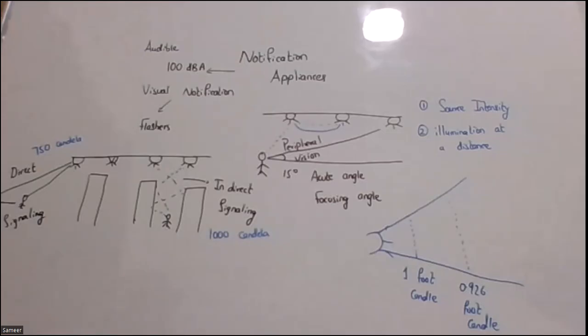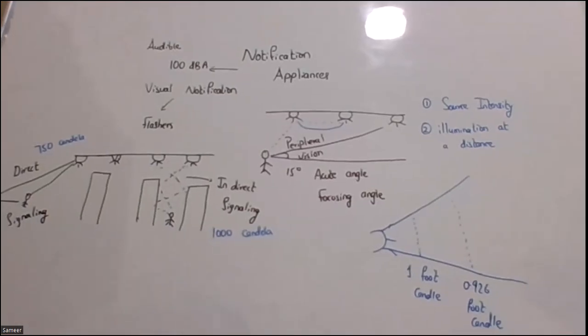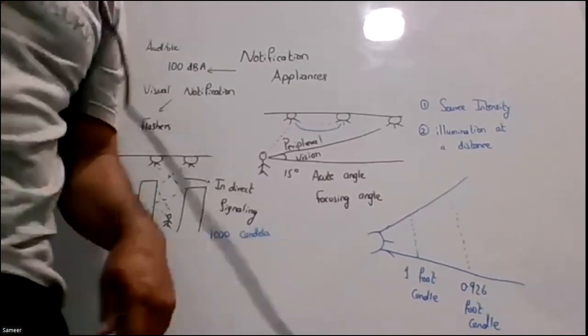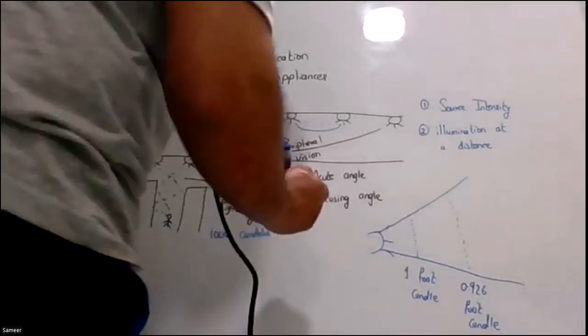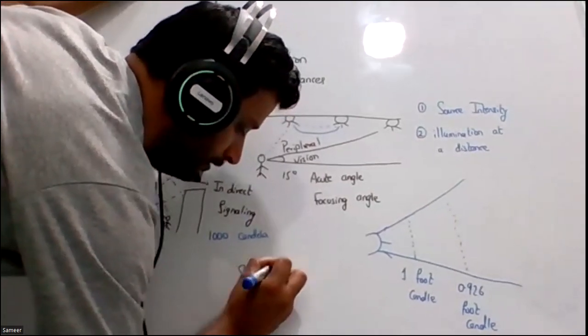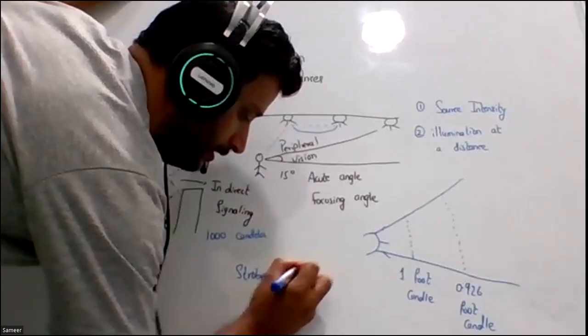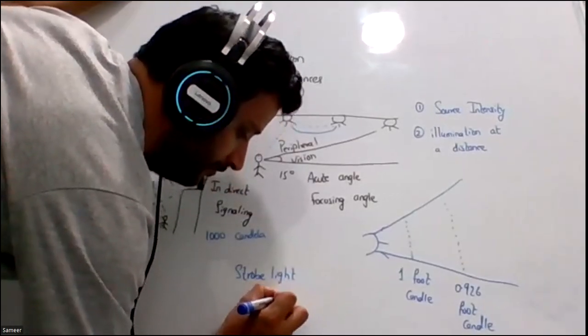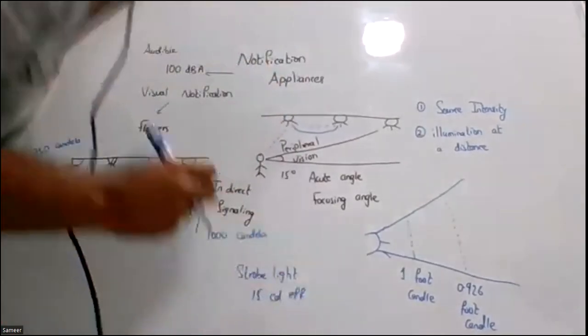NFPA 72 has a table available for the minimum intensity of strobe lights that is required based on room sizes. For example, if you go through the complete table, a single strobe light for a room can give approximately 15 candela effective of illumination.